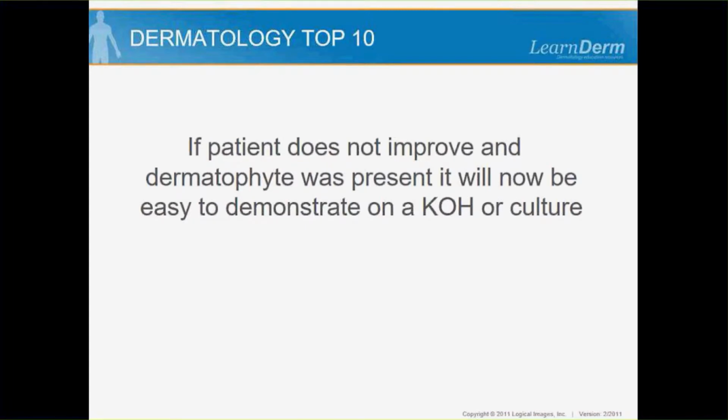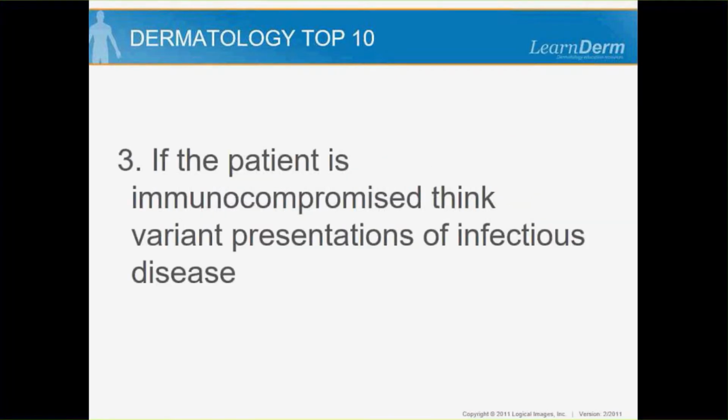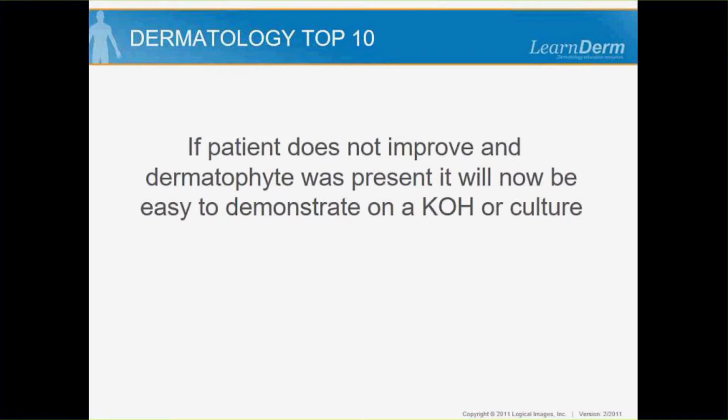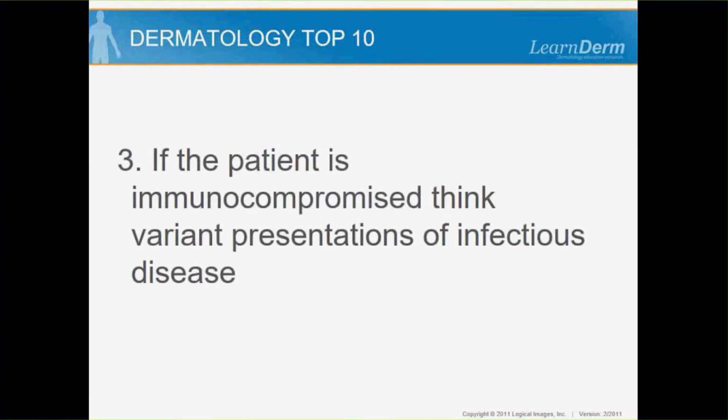If a patient does not improve when you're treating for a dermatophyte, you will need to prove it with a KOH or culture. So in summary, thinking about dermatitis versus ringworm, dermatophyte, treat with the steroid first. If they don't improve, it'll be much easier to find the hyphae of dermatophyte infection when they return for the second visit. If the patient is immunocompromised, lesson 3 is think variant presentations of infectious disease.